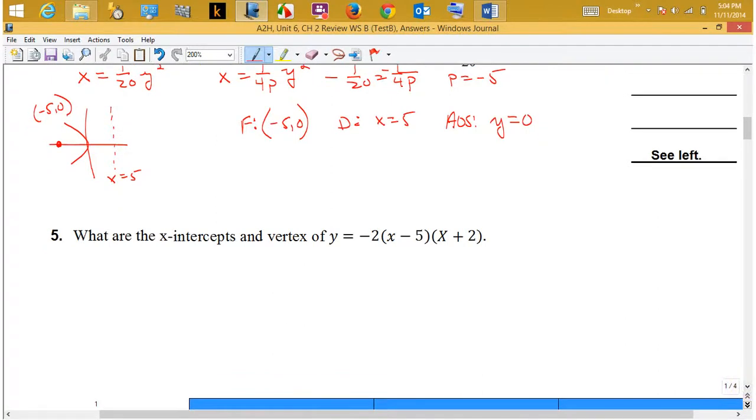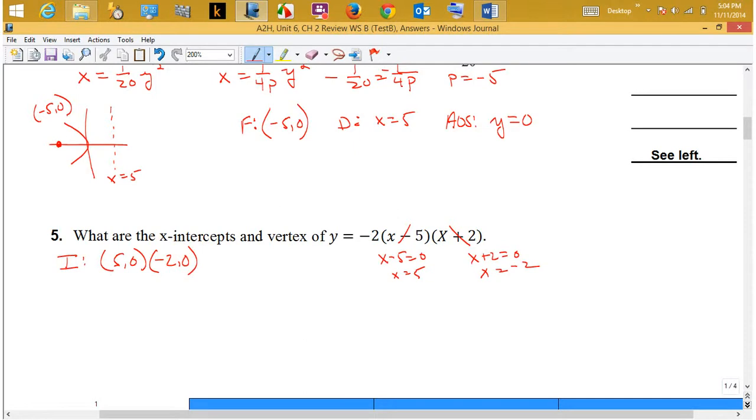Okay, what are the x-intercepts and vertex of this equation? Well, the x-intercept for this part would be what makes this go to 0. X minus 5 equal to 0. X is equal to 5. And what makes this go to 0? X plus 2 equal to 0. X is a minus 2. Okay, now to find the vertex, so that's where the intercepts are. So let's list them in point form. The intercepts are going to be at 5, 0, and a negative 2, 0.